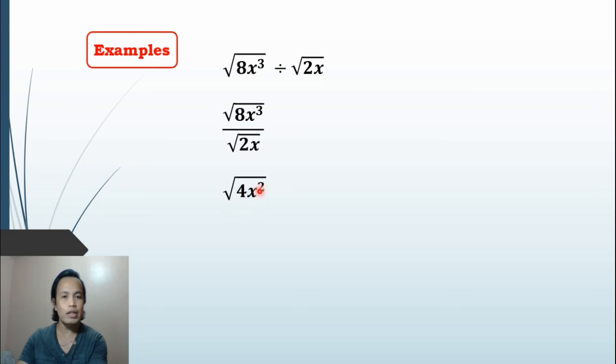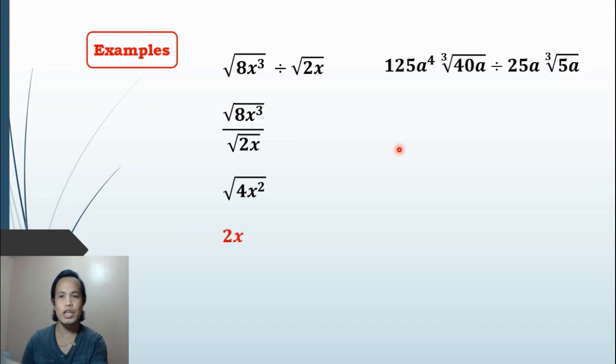If the exponent of the variable, in this case 2, is divisible by the index, and our index here is 2, then our final answer would be: the square root of 4 is 2, and the square root of x squared is x, because 2 divided by 2 is 1, so we have an assumed exponent of 1. Therefore, our final answer is 2x. Let's proceed to another example.